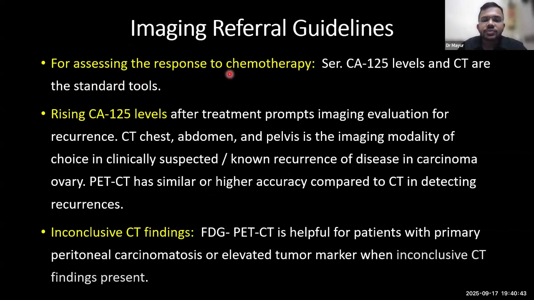For assessing the treatment response, CA125 levels and CT are the standard tools. Rising CA125 levels after the treatment prompt suspicion of a recurrence, and we can either suggest a CT chest, abdomen and pelvis or a PET CT. In raised CA125 levels, if CT is inconclusive, we can take the help of FDG PET.